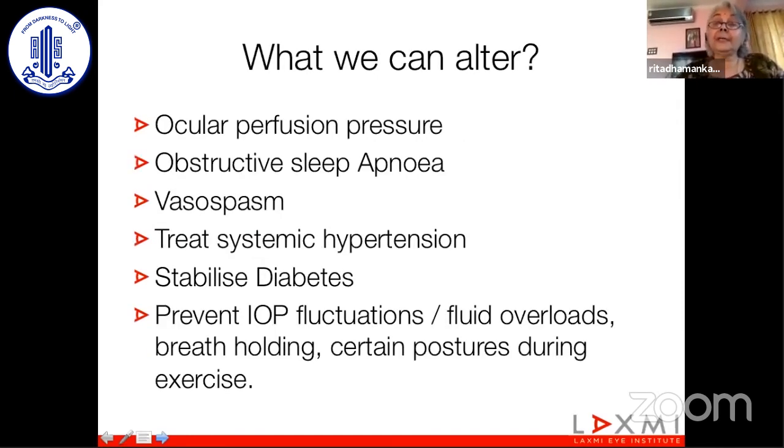We can definitely alter his ocular perfusion pressure. We can look for obstructive sleep apnea and treat it. We can look to see whether there is vasospasm, which is causing progression of his disease. If he is a hypertensive, we need to treat his systemic hypertension correctly and make sure that he is not going into nocturnal hypotension. We need to stabilize his diabetes, and we have to prevent his IOP fluctuations, sometimes by going into very detailed history, by finding out if he has fluid overloads, if he's using breath holding, if he uses certain postures during exercise.